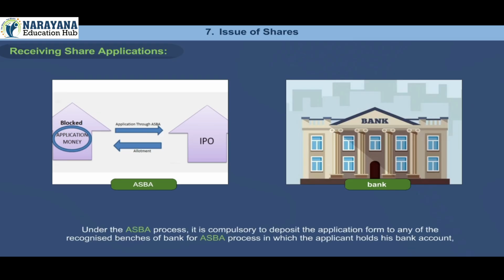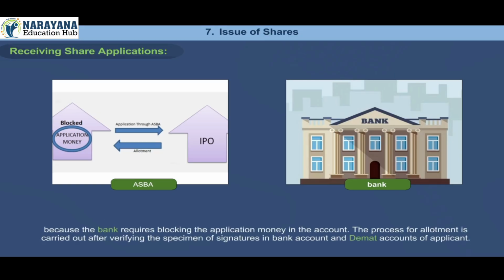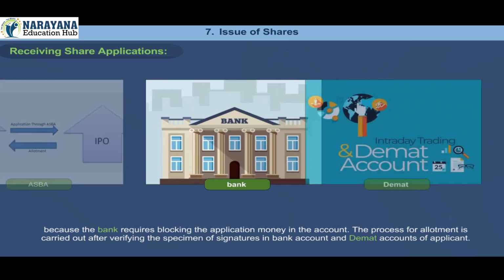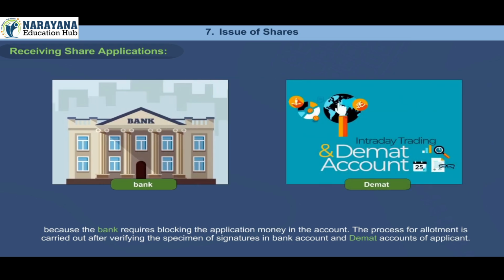Under the ASBA process, it is compulsory to deposit the application form to any of the recognized branches of banks for the ASBA process in which the applicant holds his bank account, because the bank requires blocking the application money in the account. The process for allotment is carried out after verifying the specimen of signatures in the bank account and demat accounts of the applicant.